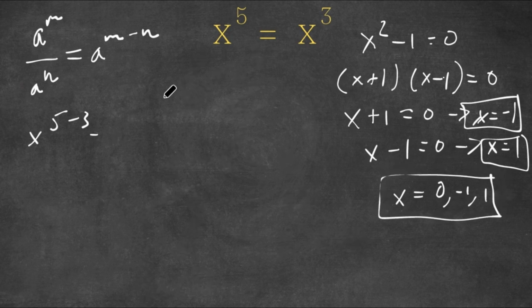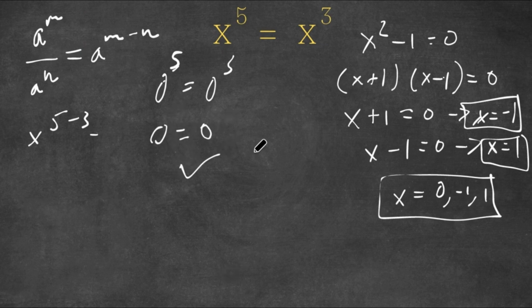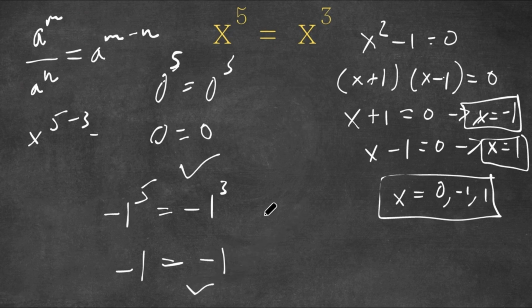Now if I plug in 0 for x, I get 0 to the power of 5 is equal to 0 to the power of 3, and that means 0 is equal to 0. So this is right. Now for negative 1, I have negative 1 to the power of 5 is equal to negative 1 to the power of 3. Negative 1 to the power of 5 is simply negative 1. Negative 1 to the power of 3 is negative 1, so this is right. Finally, I have 1 to the power of 5 is equal to 1 to the power of 3. 1 to the power of 5 is 1, is equal to 1 to the power of 3, which is also 1, so this is right. So all three solutions are correct.